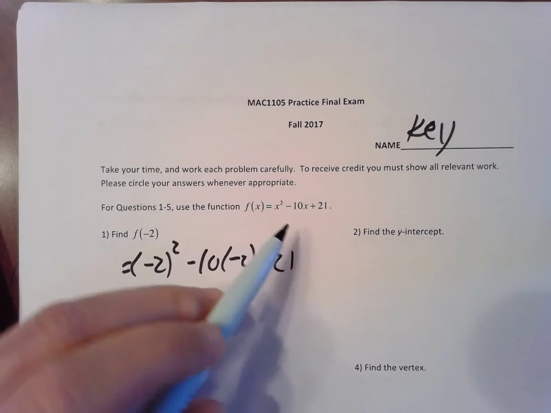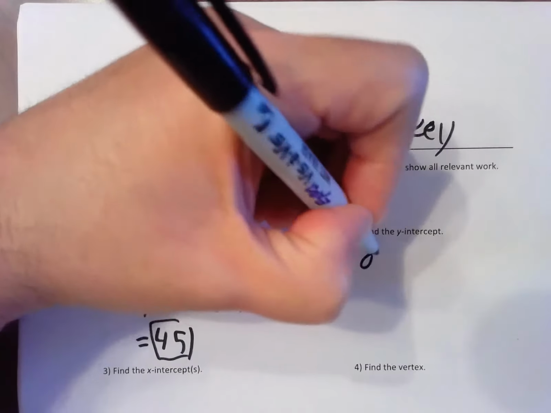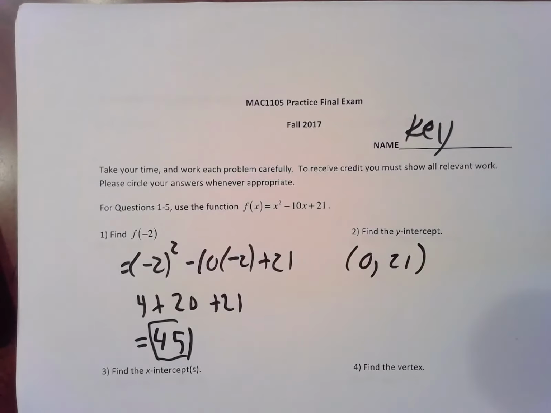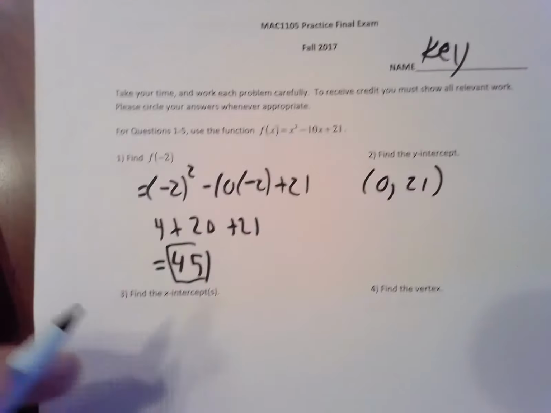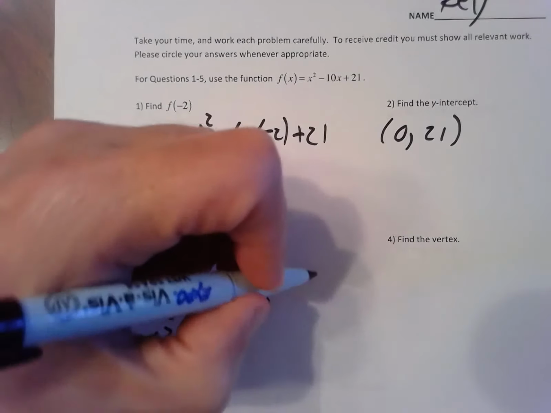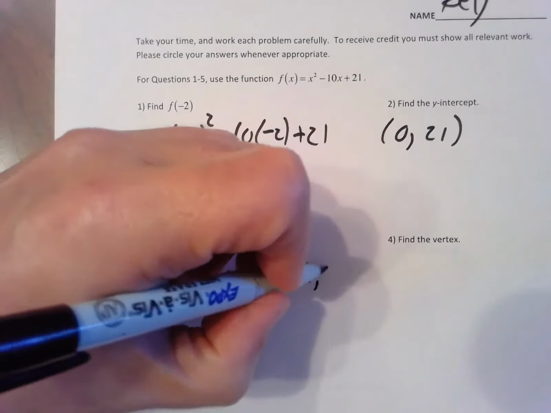I like it. Y-intercept is a point. In fact, it's the point (0, 21) right there. Y-intercept. X-intercepts. Set the function equal to 0. Factor. It's x - 3, x - 7. We get x equals 3 and 7, but intercepts are points, not numbers. So that's the points (3, 0) and (7, 0).